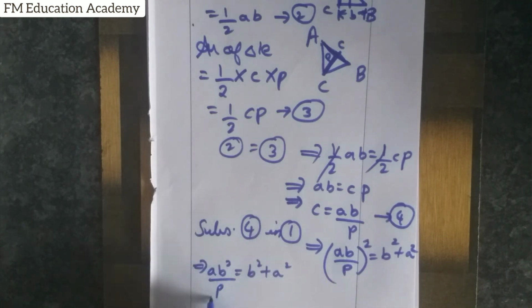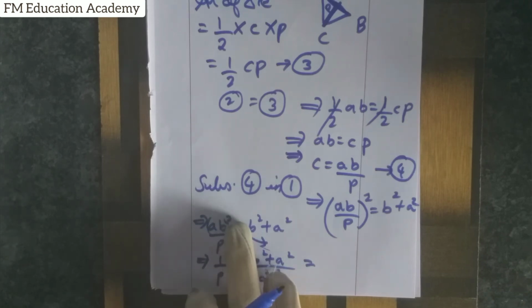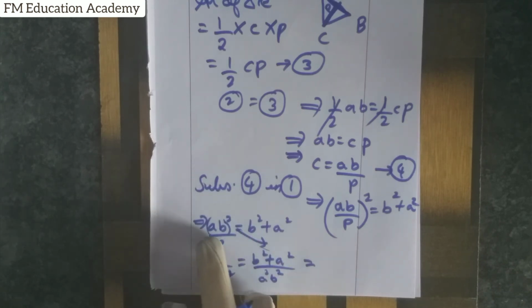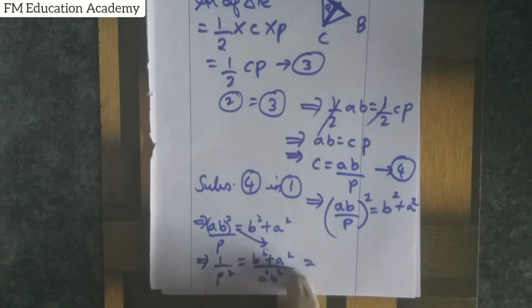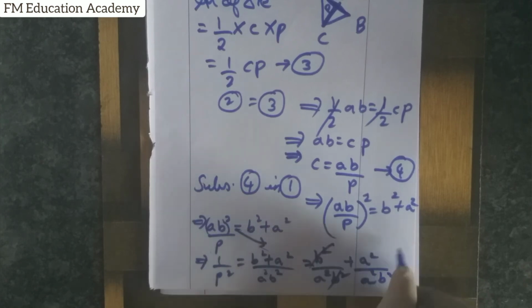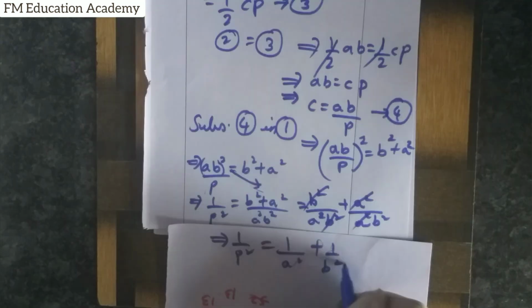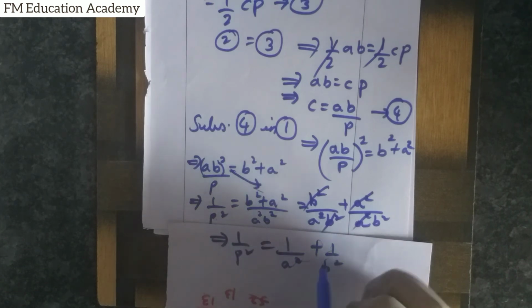Now if you observe in the question, we have 1 by p square on the LHS. So what we'll do is send this a square b square to the denominator on this side. So 1 by p square is equal to this, and if it goes below, it becomes a square b square in denominator. Here the numerator is b square plus a square. Because the sign between a square and b square is plus, we can write this as b square by a square b square plus a square by a square b square. So here b square and b square will get cancelled. a square and a square will get cancelled. So here I have 1 by p square, here I have 1 by a square, and here I have 1 by b square. So 1 by p square is equal to 1 by a square plus 1 by b square, which is given in option A.